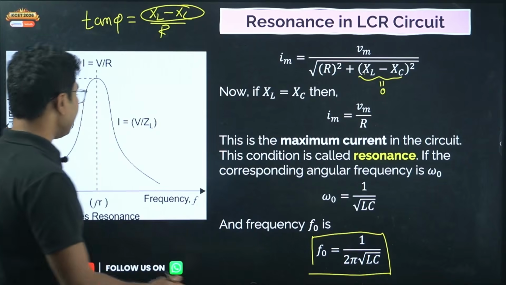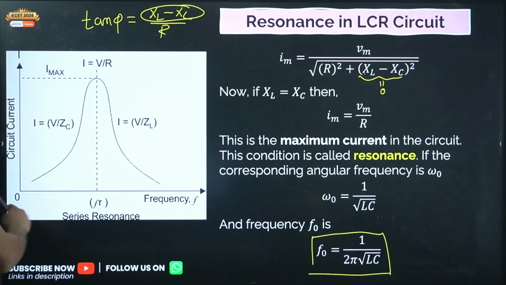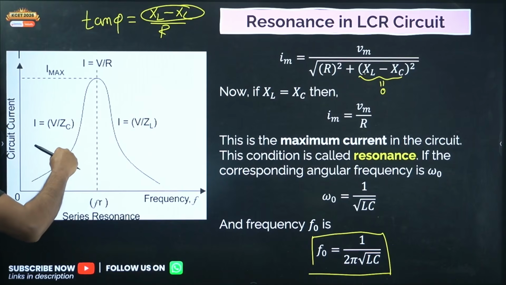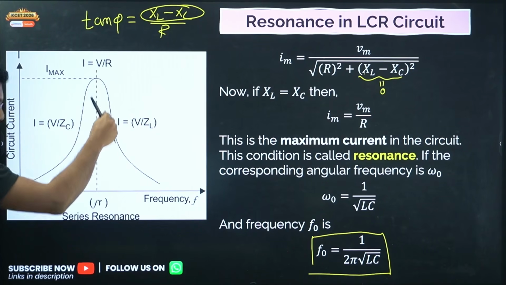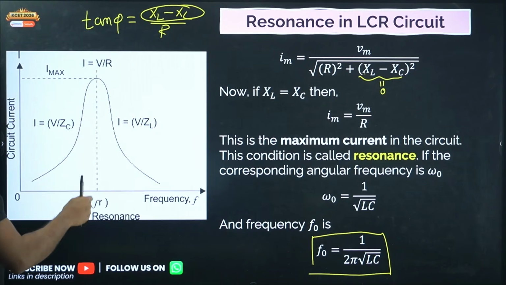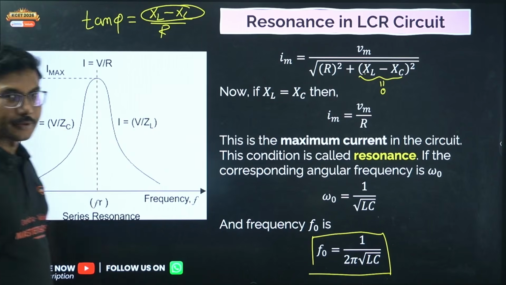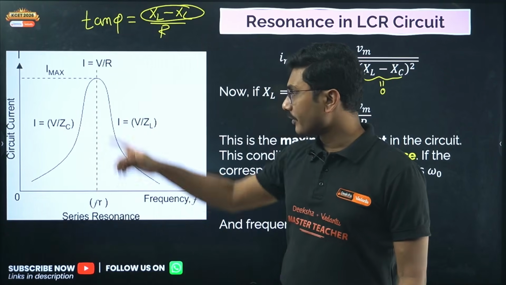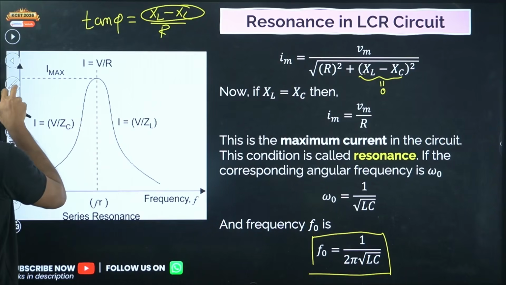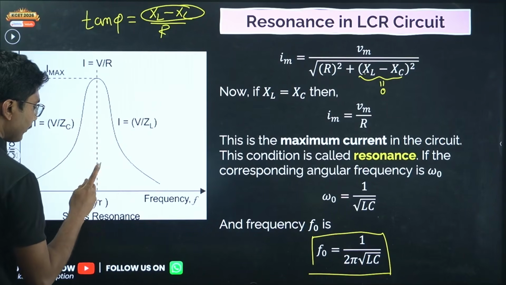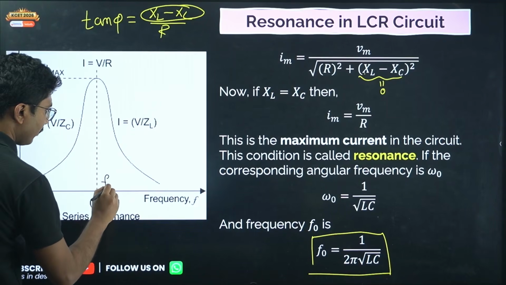Now in resonance, if you plot the graph of frequency versus current, you will see that normally the current is low. Suddenly the current increases to the maximum value, then again it falls. This is the point where we say this is the resonance point. This frequency is called the resonance frequency. So this is f naught.